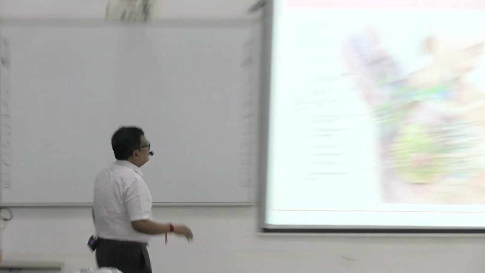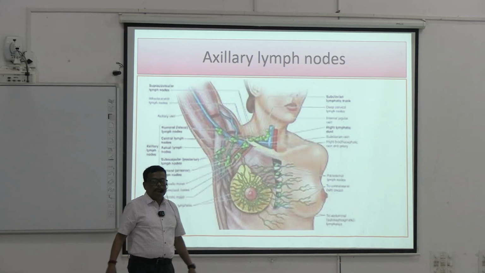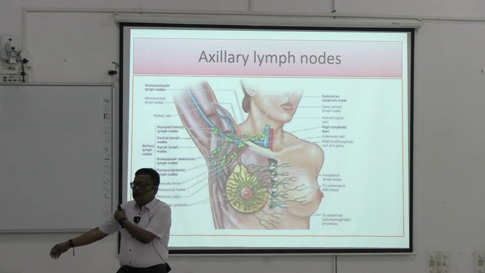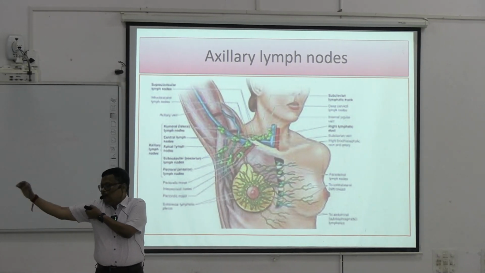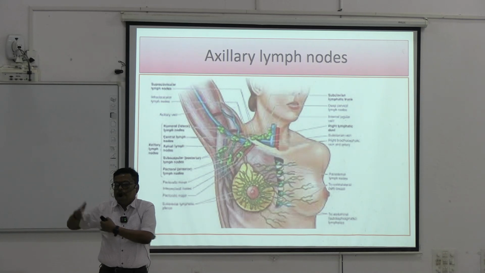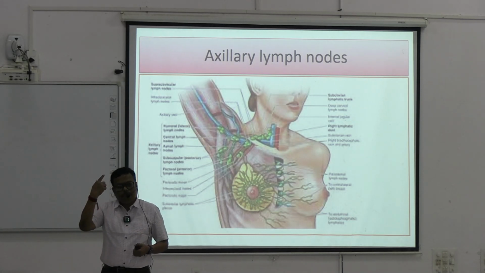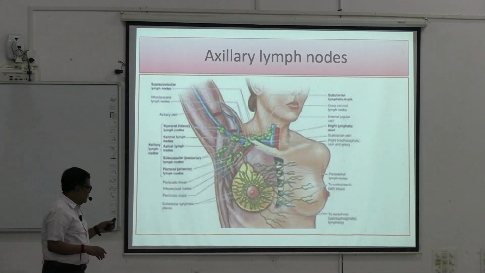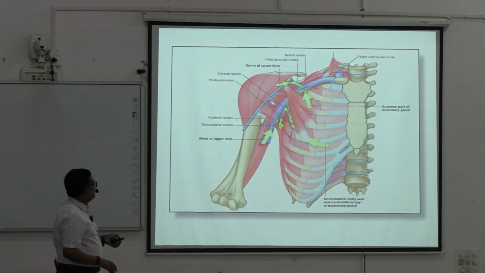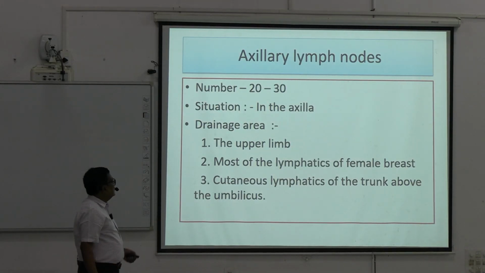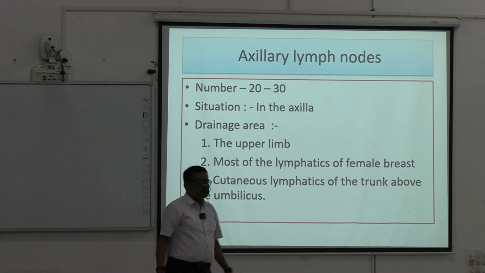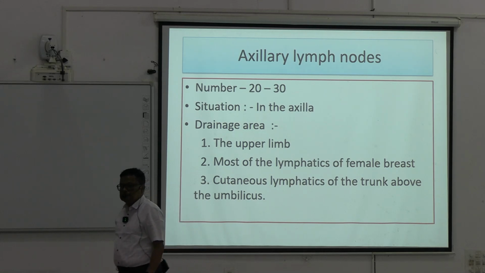These are present within the axilla. You already have an idea about the boundaries of the axilla: anterior boundary, posterior boundary, lateral boundary, medial boundary, base and apex. So what are the axillary lymph nodes? Number 20 to 30, situated in the axilla.